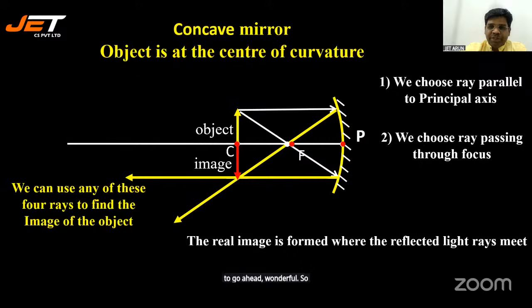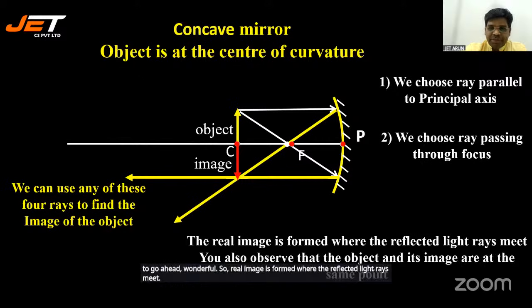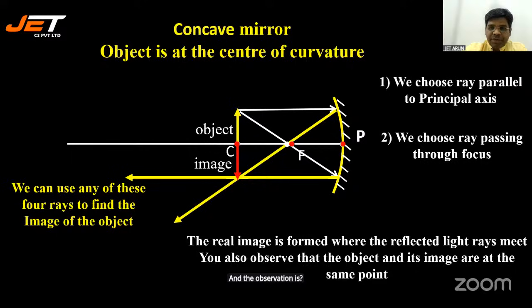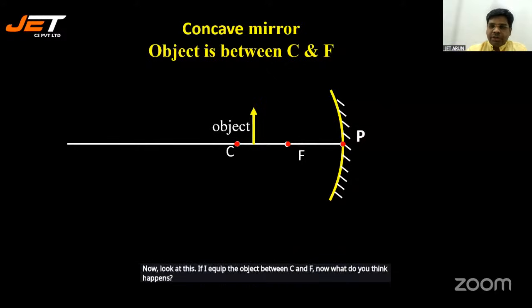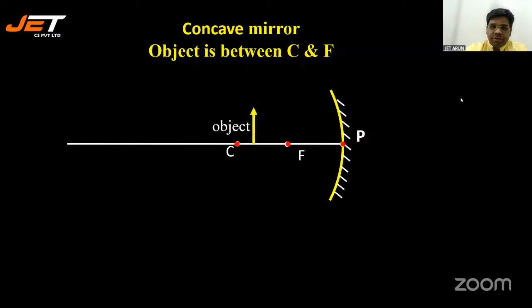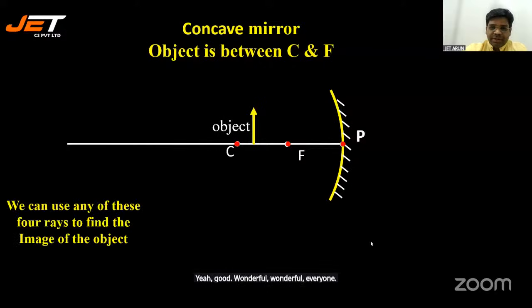So real image is formed where the reflected light rays meet, and the observation is object and image are at the same point. All right, same point. It is right at C, as you all said. Now look at this. If I keep the object between C and F, now what do you think happens? Yeah, good. It's beyond C. Wonderful, everyone. Okay, beyond C. Mamta says F. Madhupriya, wonderful. Beyond C. Mamta, okay, great.